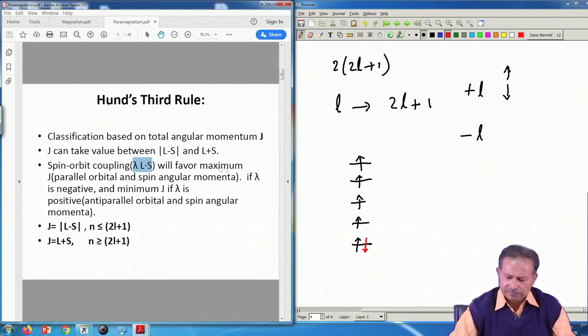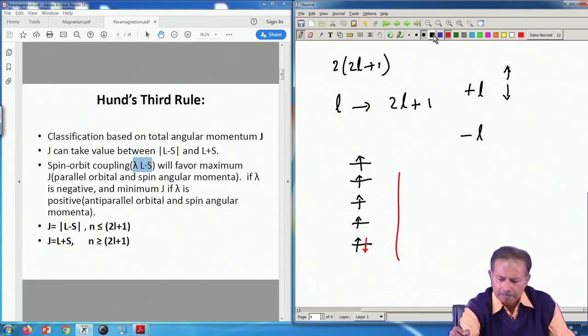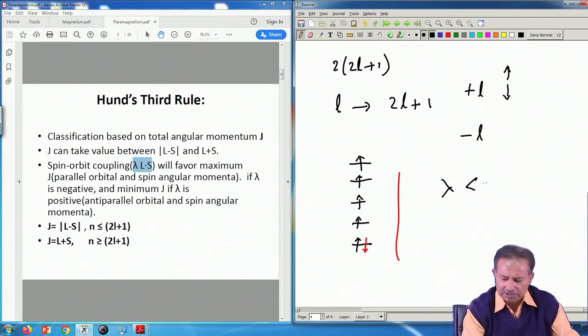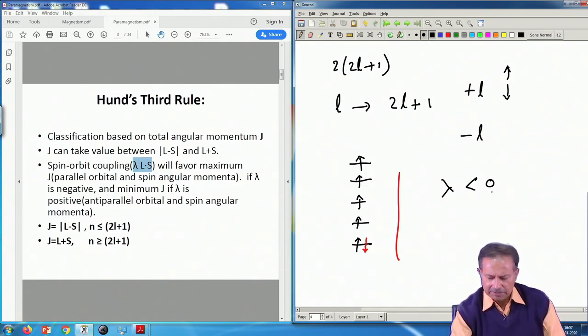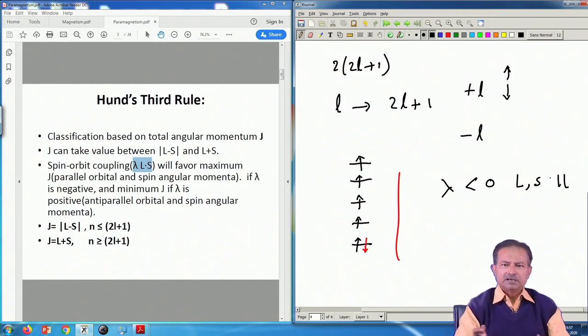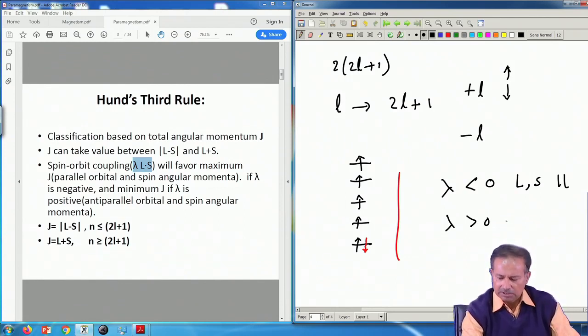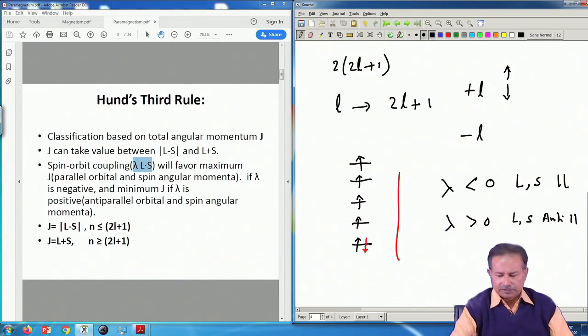Lambda is negative if the shell is less than half filled, and in that case J and then L and S are parallel. As you can see, L dot S is the energy, lambda being negative, they will try to align with each other. If lambda is greater than 0, which happens when n is greater than or equal to 2L plus 1, then L and S are anti-parallel, which is again true because if lambda is greater than 0, then this term will be negative if L and S are in opposite directions. So, that lowers the energy.